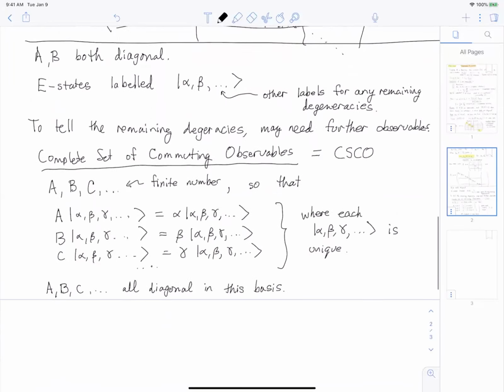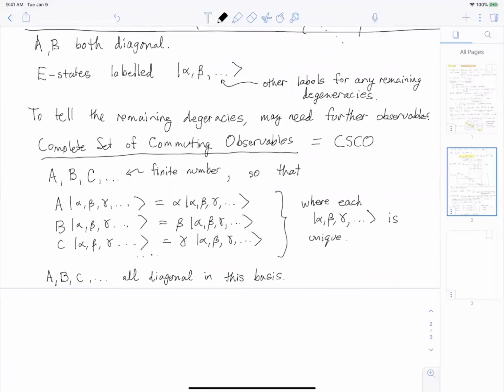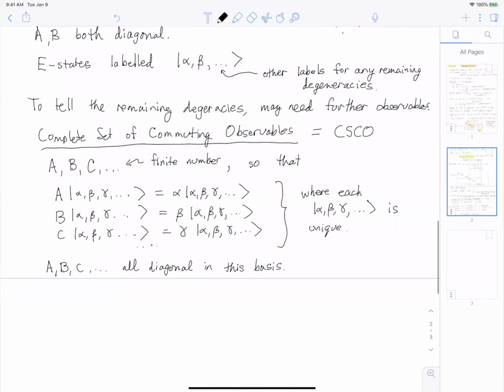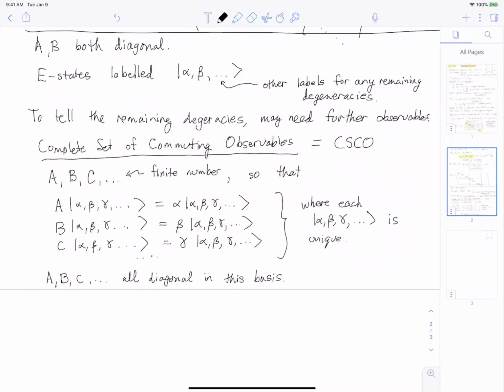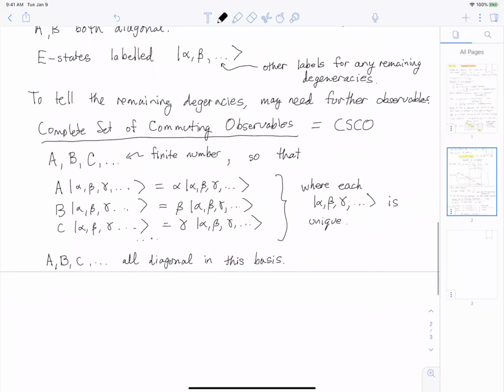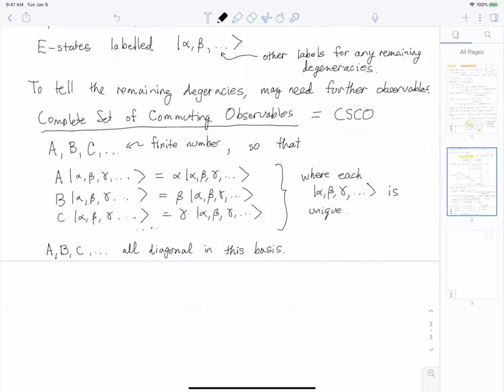Yeah, so CSCO here is really a definition. It's saying, okay, I can have A and B both diagonal, but I can also have a larger number, A, B, C, etc., all diagonal. Basically, you keep adding observables to your list of commuting observables until you can't add any more, or until you don't need any more, I should say, to distinguish your eigenkets. Okay. Good. Yeah, thanks. Other questions?